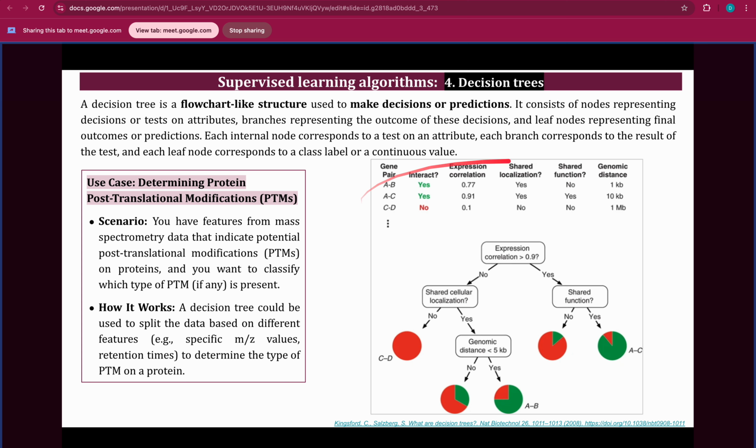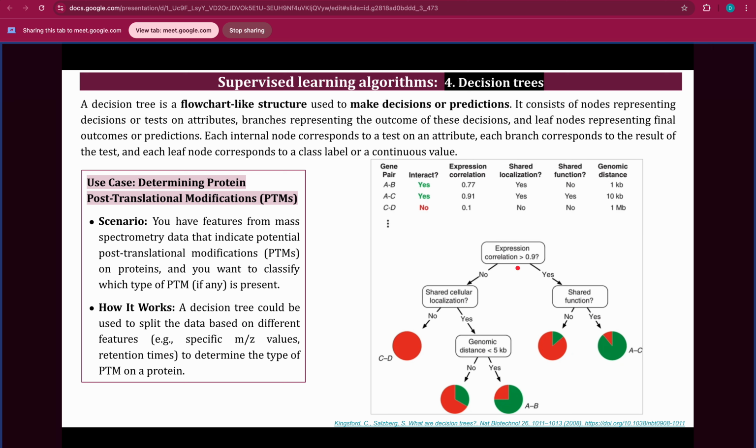So for example, I have this data in which I have gene pairs. I am looking at their interaction, whether they interact or not, what their expression correlation is, whether they share some location where they are present, or whether they share functions, and what the genomic distance among them is. So now with this available data, I can construct a decision tree.